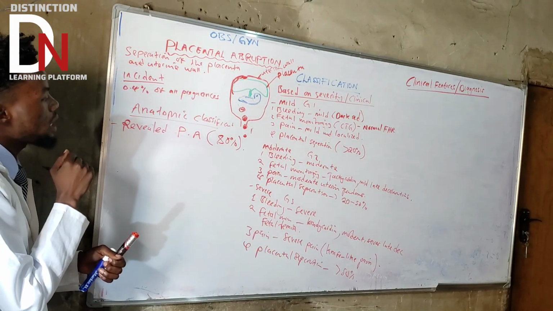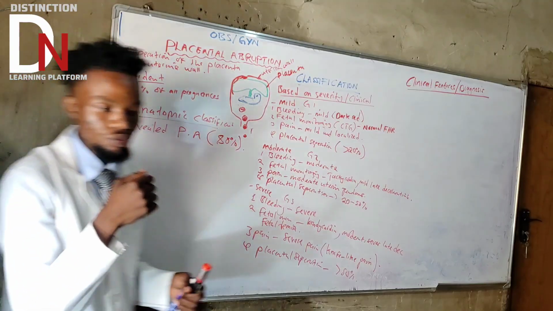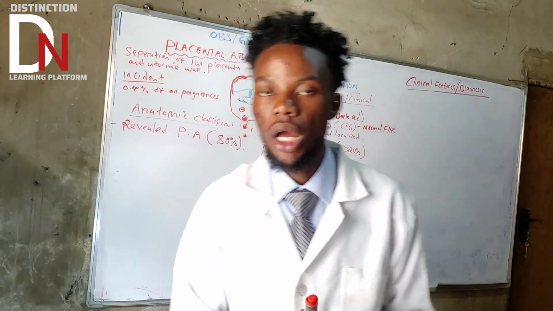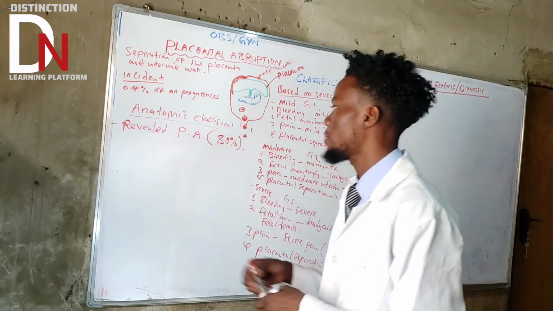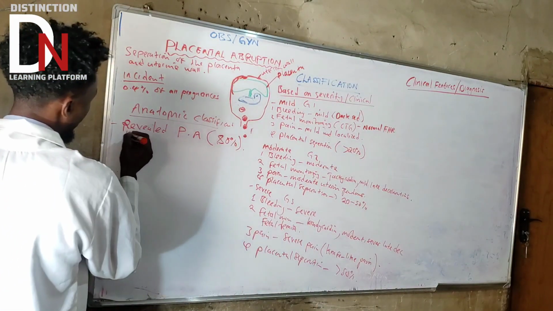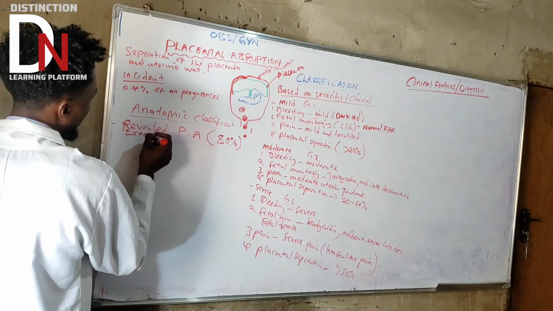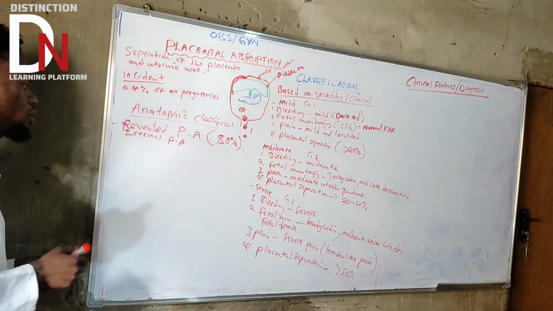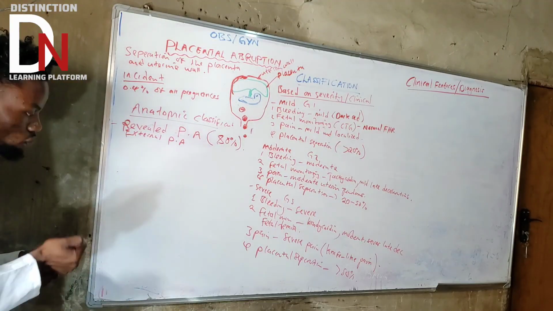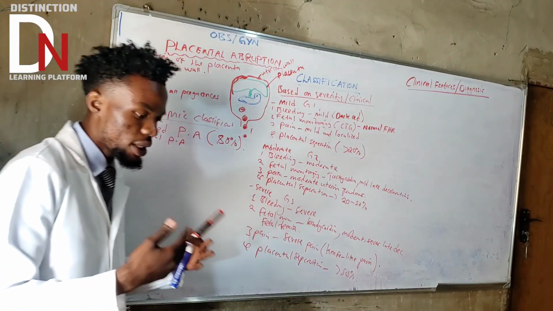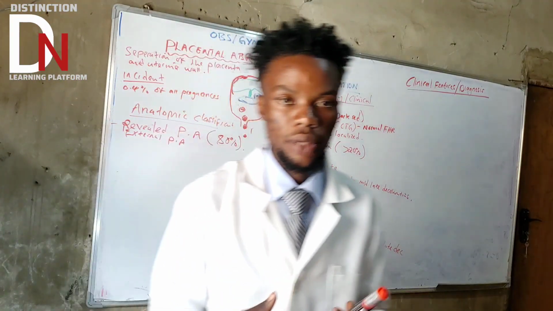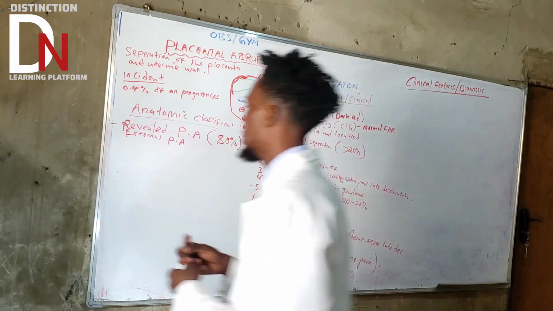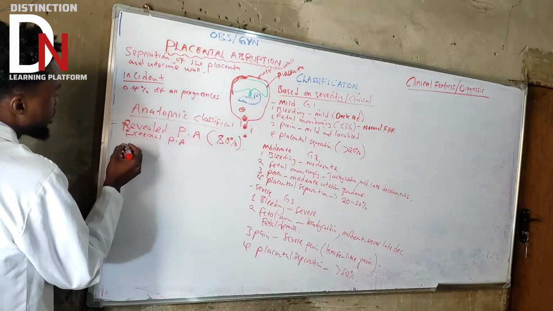So let us understand about the revealed. The other term that they use under revealed is the external type of placental abruption. So this is the external type, external placental abruption. Okay. So what do we understand about revealed? Revealed or external, here we are able to see blood. So we are able to see the bleeding here. So what can you see here? Bleeding is what?